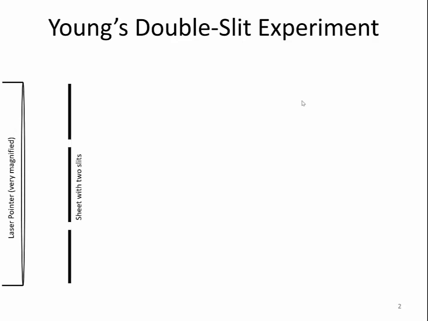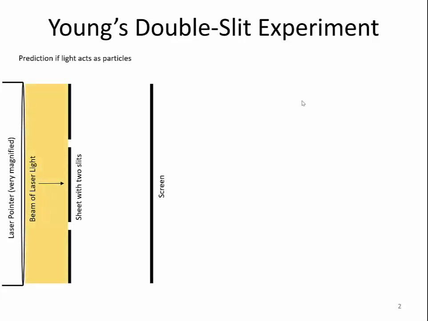Young, about 150 years after Newton said light were particles, came up with a very simple experiment. So he took a laser pointer that I've shown here in a very magnified fashion, put a screen in front of it with two tiny slits. These slits were essentially just pinholes. And then he had a screen on the other end. And when he turned on the laser pointer, if light behaved as particles, what you would expect is that the beam of light will hit the partition, go through the two slits, and what you would see on the screen is just two bright spots, each bright spot corresponding to each opening. So there's a bright spot here corresponding to this opening, and a bright spot here corresponding to this opening.